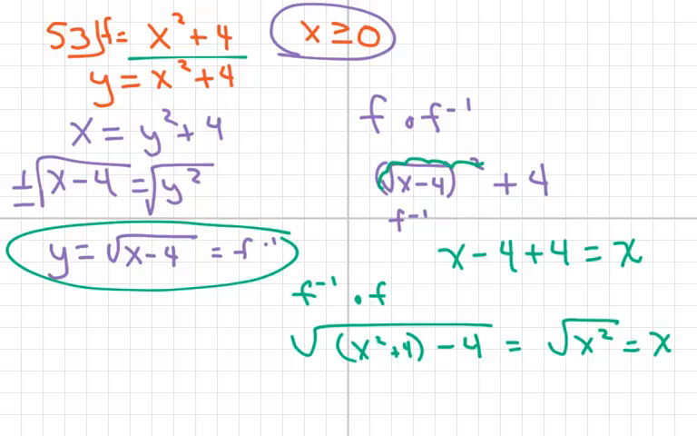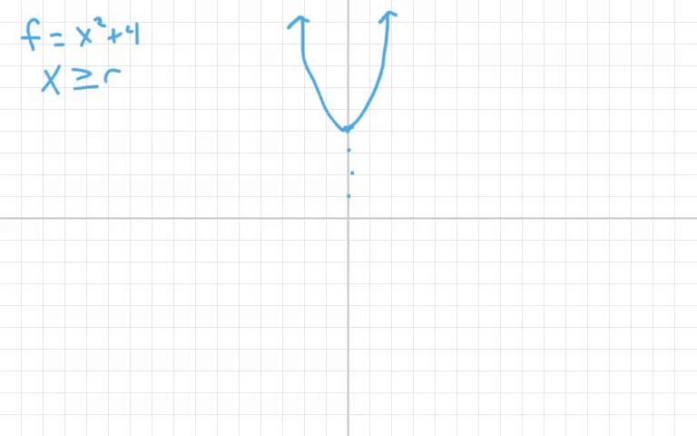Alright? Now, basically we're going to have to graph this, y equals square root of x minus 4, and we have to graph x squared plus 4, but x has to be bigger than or equal to 0. So, we already know that f is x squared plus 4. We already know that this looks like this, right? Shift up by 4, and if you want to do it perfectly, you can. That's what it looks like. But remember, they said x has to be bigger than or equal to 0.